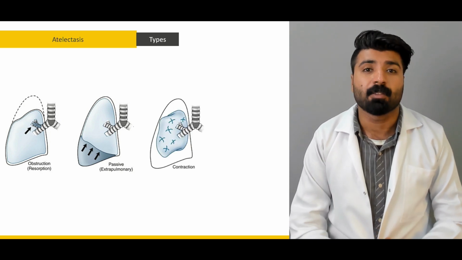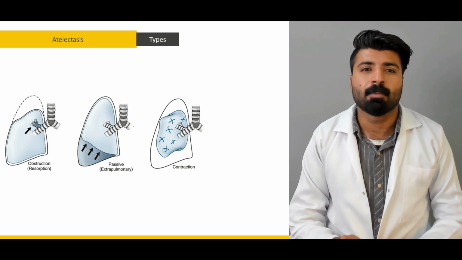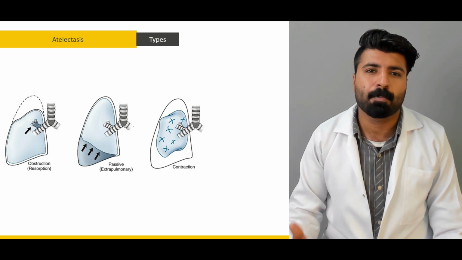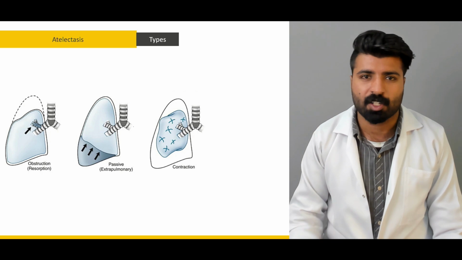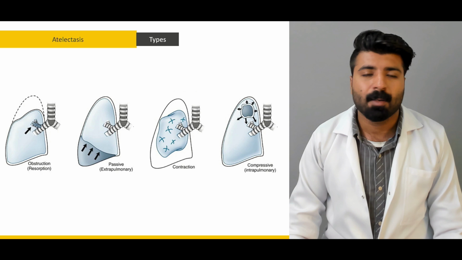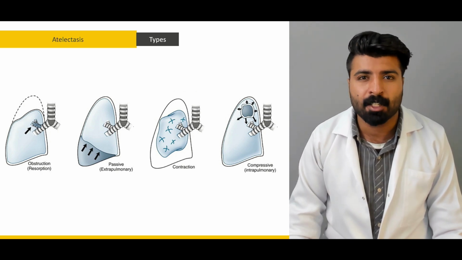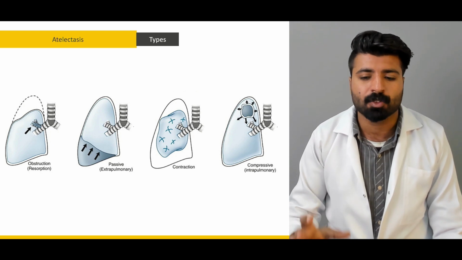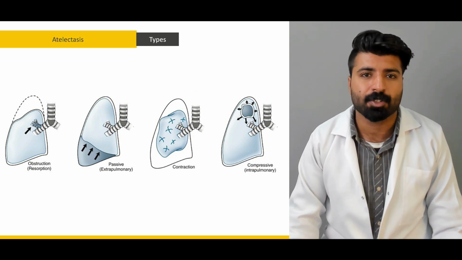Then there's contraction. Contraction might happen in some cases where there are systemic processes involved which might lead to the contraction of the whole structure. Then comes compressive. In compressive, if air is leaking through, if blood is leaking through, if any kind of adenomatoid tissue is leaking through, it also leads to compressive atelectasis because it compresses the whole tissue.